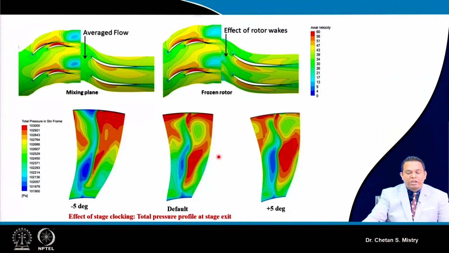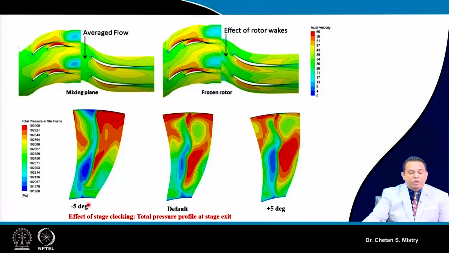Here if you look at it, this is what is coming at the exit of the stator. This is by default the configuration we have selected, and this represents how my flow will be coming out from the stator. When we shift our stator domain by -5 degrees and +5 degrees, you can say left hand side and right hand side, you can do it both ways. Maybe you can change the rotor position, or maybe you can change the stator position. The relative position we need to change.